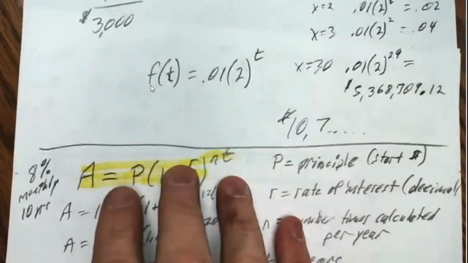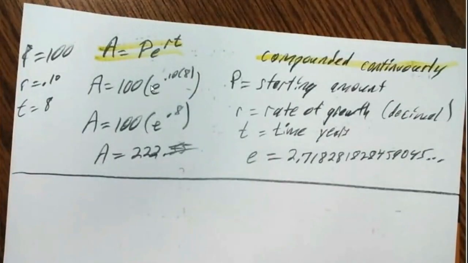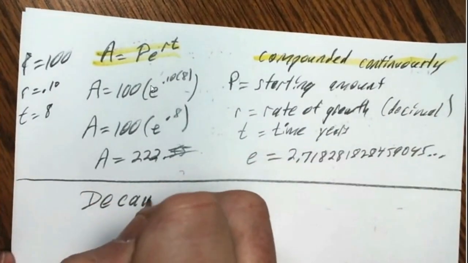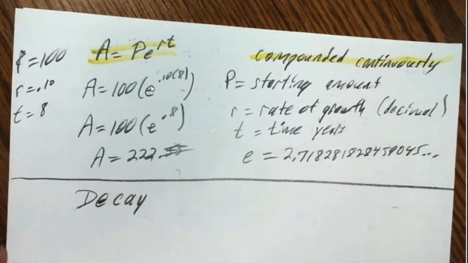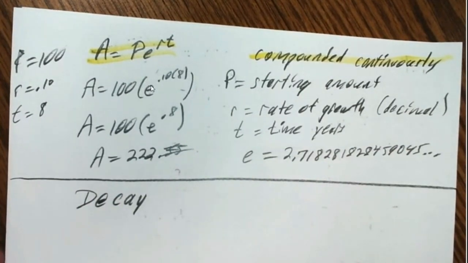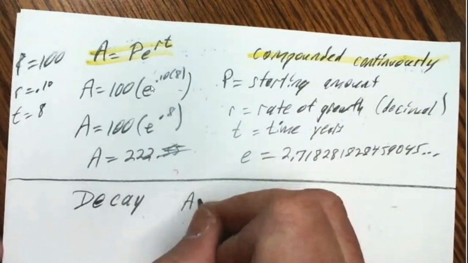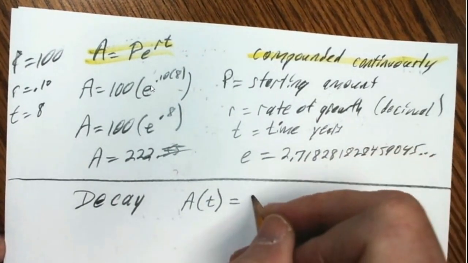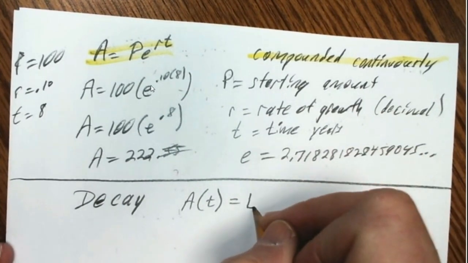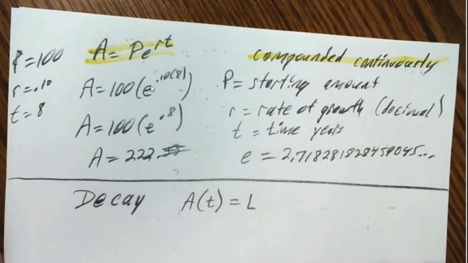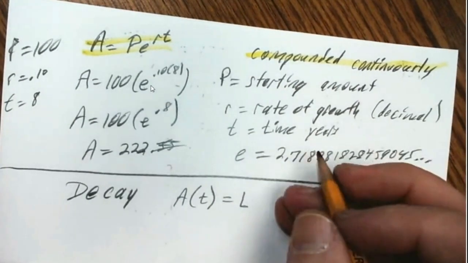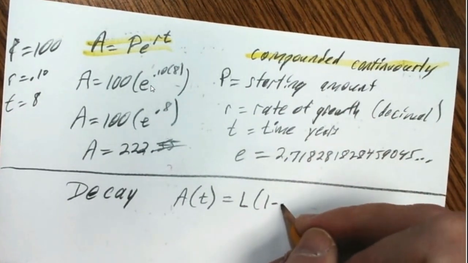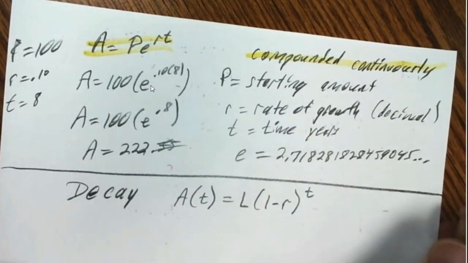All right. There's another one we need to look at, and it's decay. This one you will understand as well. For decay, the amount over time is equal to L. Our textbook uses L. I don't like using L because it looks like it could be a 1 or something if you write it wrong. But I'm going to use it just because our textbook uses it. 1 minus the rate over time.